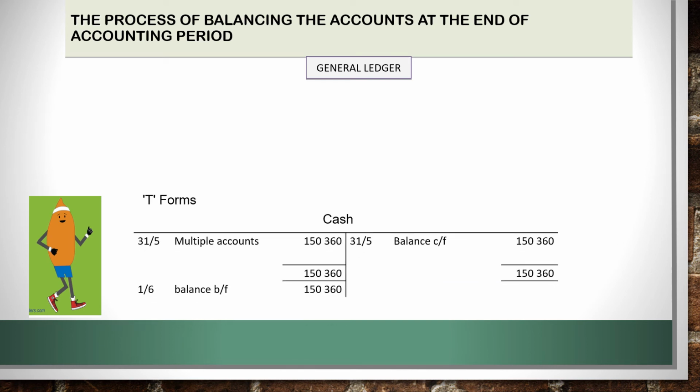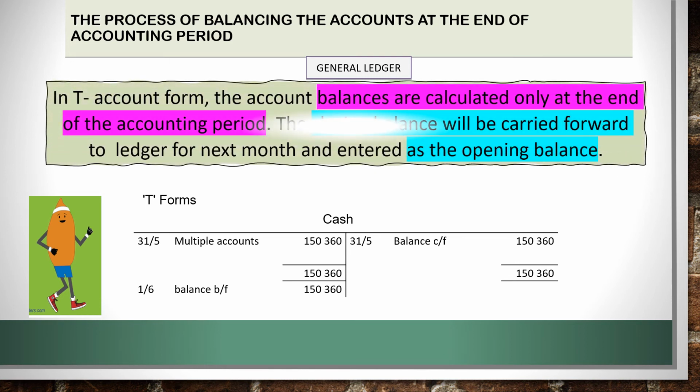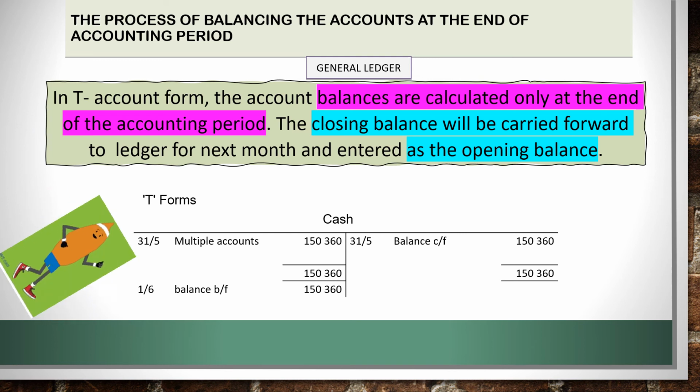In T account, the account balances are calculated only at the end of the accounting period. The debit and credit columns are totaled. Example: for cash account, the credits are taken away from the debits to calculate the closing balance. The closing balance will be carried forward to the cash ledger for next month and entered as the opening balance.